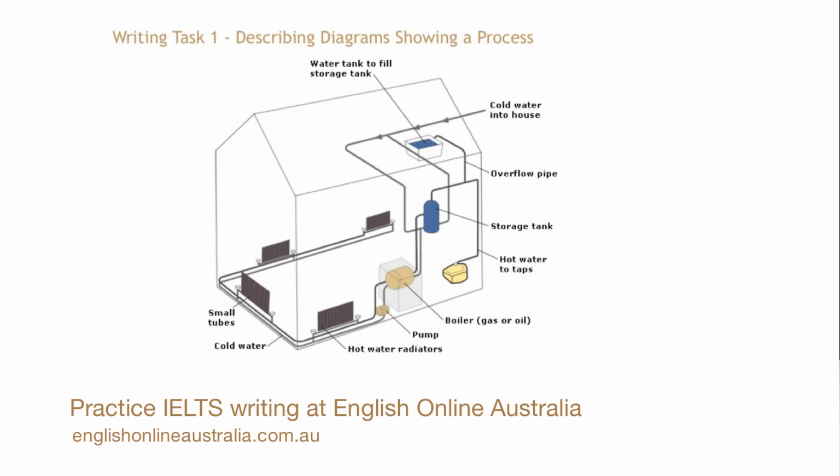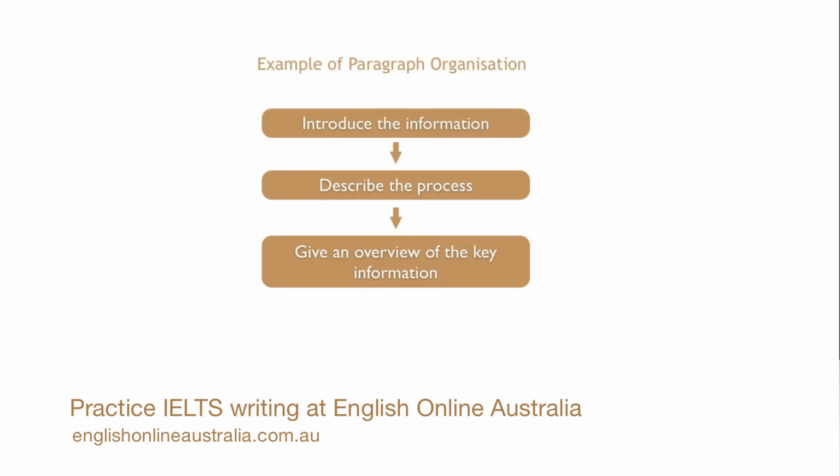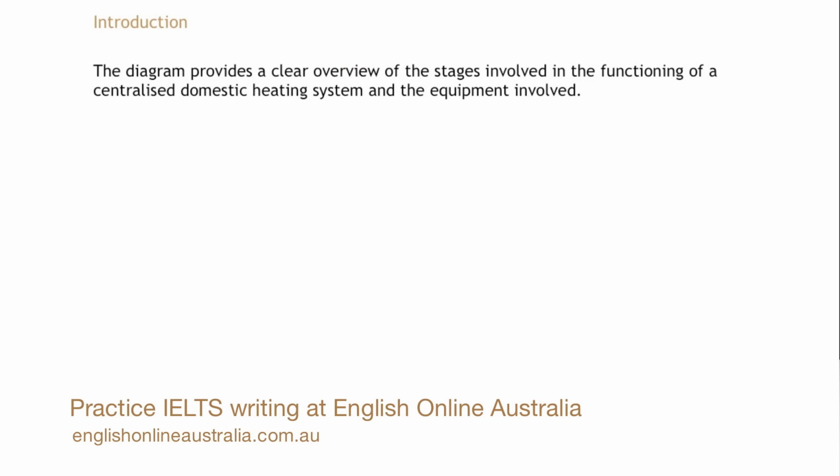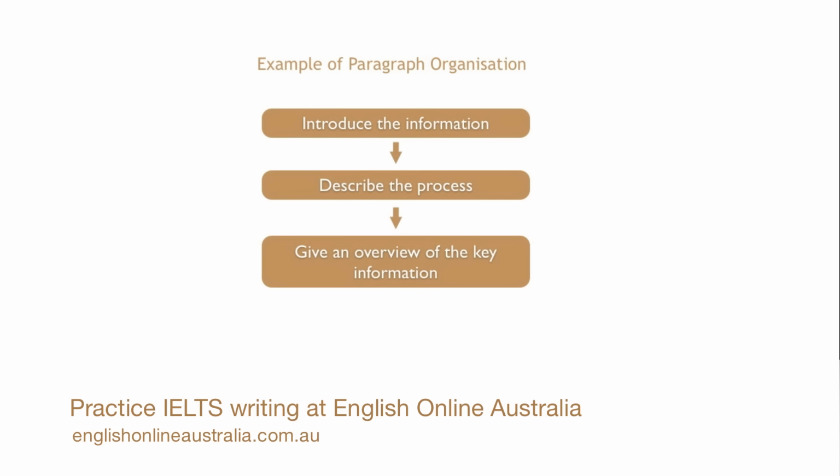So there's a lot of information there, but we want to try and keep it simple. So let's just introduce the information, describe the process, and then we'll give an overview of the key information. So like a conclusion. Here's an example of an introduction. The diagram provides a clear overview of the stages involved in the functioning of a centralized domestic heating system and the equipment involved. Again, for introductions, you should look at lesson 6.